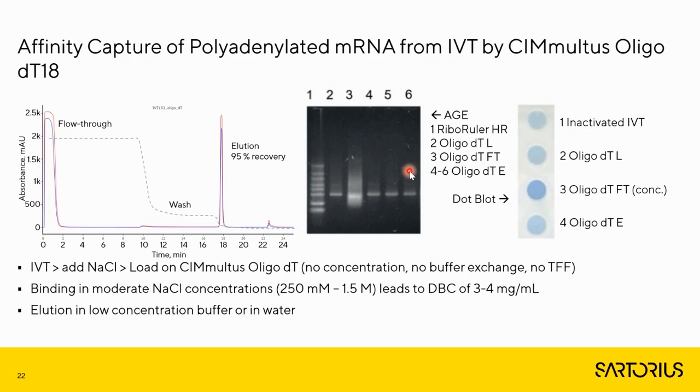polyadenylated mRNA binds to the DT ligand, forming an AT base pair essentially, and everything that is not polyadenylated simply flows through the column, and we release then mRNA by decreasing the conductivity, by decreasing the salt concentration in our elution buffer. Quite often we simply employ water, which gives us then a lot of flexibility in the further downstream steps. We can spike in any salts that we want, or you can use low molarity citrate, for example, or any other low molarity buffer.